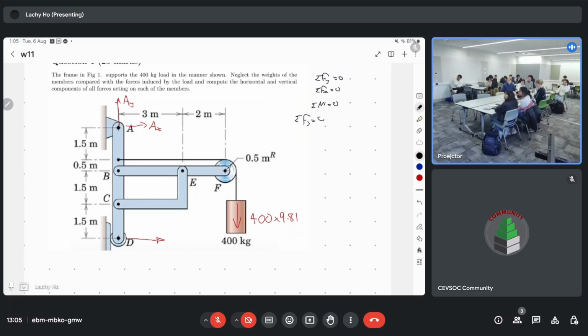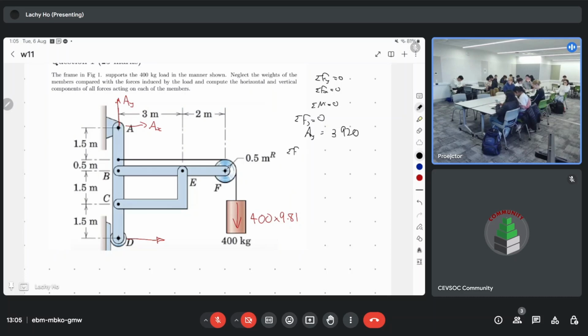Sum of the forces in y is 0. AY is equal to whatever's going down, so 400 times 9.8, which is 3920. And that's really cool, but we still need to find the other two.